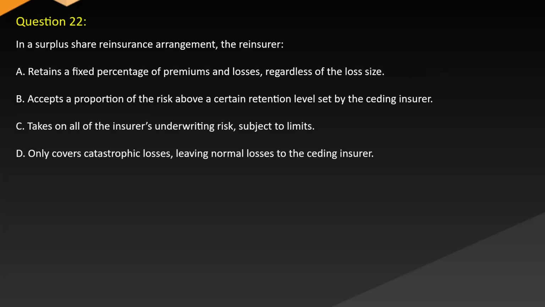Question 22. In a surplus share reinsurance arrangement, the reinsurer: A. retains a fixed percentage of premiums and losses, regardless of the loss size. B. accepts a proportion of the risk above a certain retention level set by the ceding insurer. C. takes on all of the insurer's underwriting risk, subject to limits. D. only covers catastrophic losses, leaving normal losses to the ceding insurer.